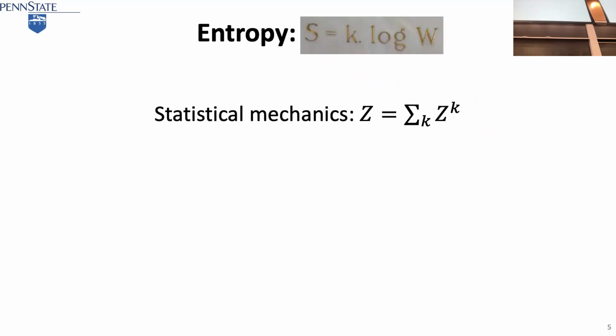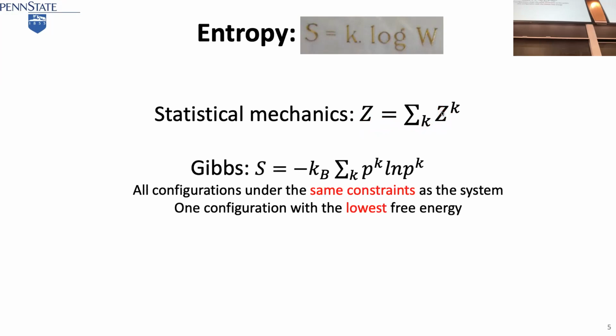After he gave the combined law, he started to use statistics. He created statistical thermodynamics, dividing the system into particular configurations. Now, what Gibbs said is that S is the summation of PK log PK, where PK is the probability of the configuration. It's important that when you divide this, each configuration must have the same constraints as the system. And of course, we know that in these equations, the probabilities must sum to one.